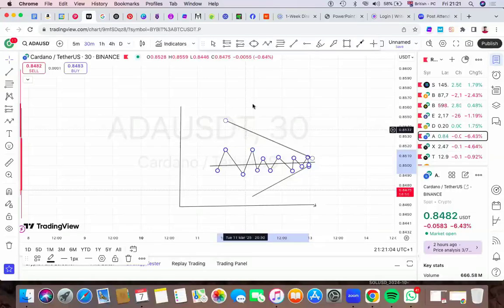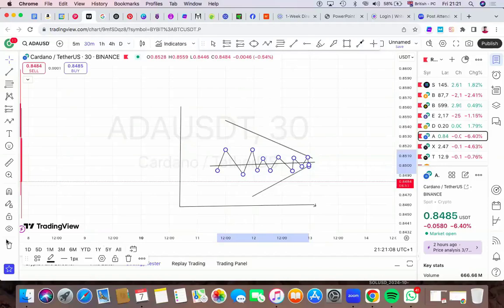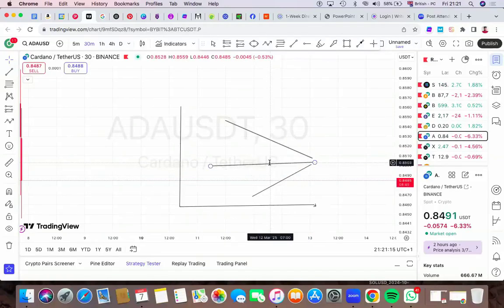So this is a typical example for a symmetric triangle. This also, I would like to just delete because I have another setup here also.